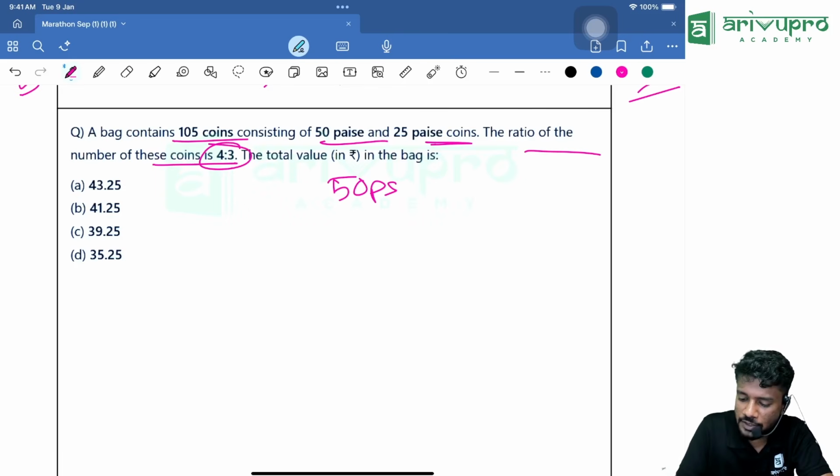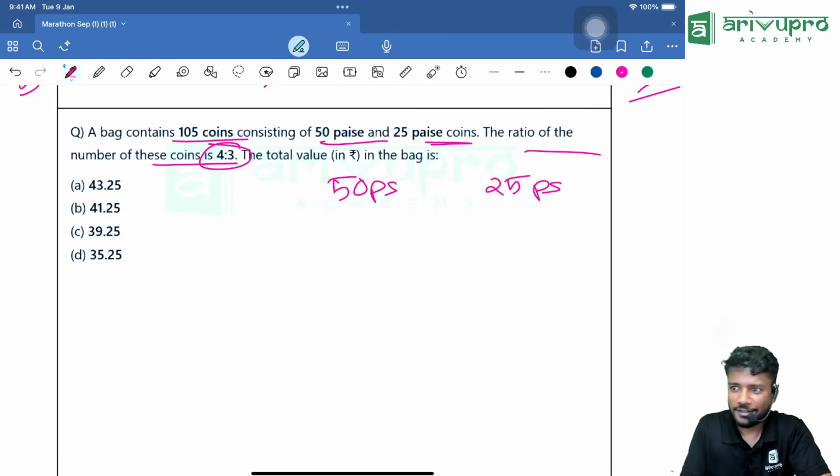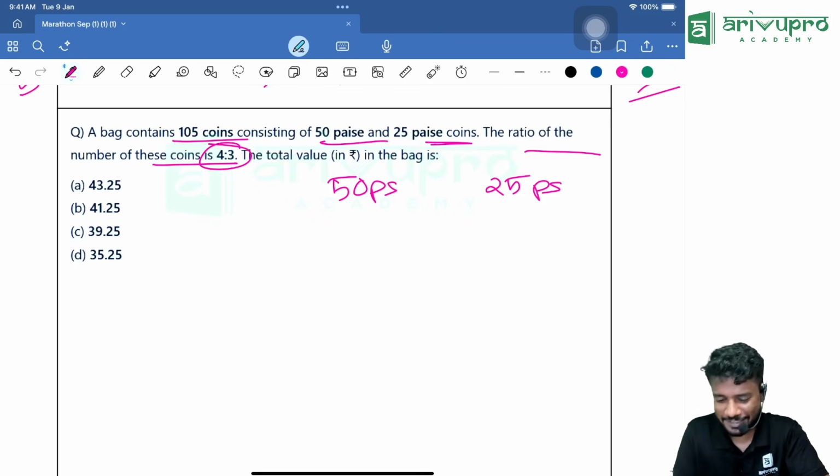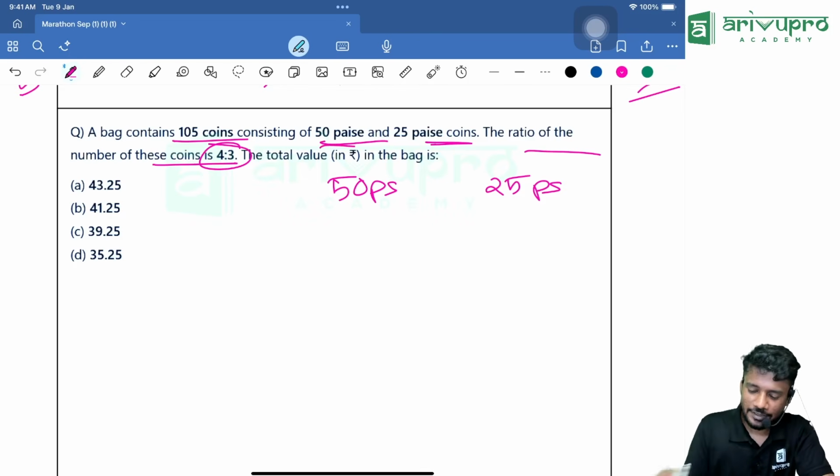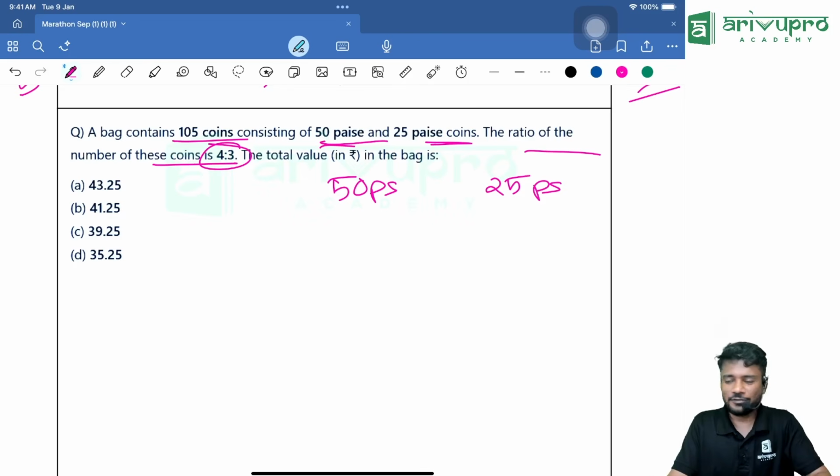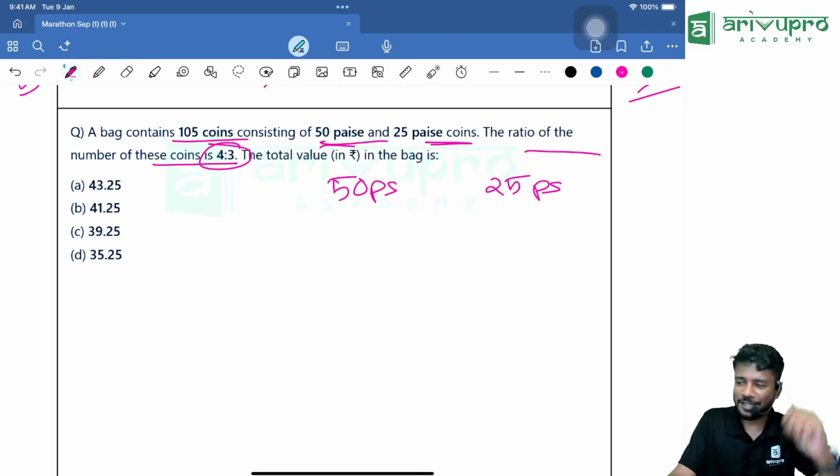Have you seen a 50 paise coin? Have you seen a 25 paise coin? Yeah, you have seen it now. Oh, which year were you born in? 7, 8. Oh, nice. That was the time when it was very good for me. I was watching Dragon Ball Z every day, Pokemon every day.